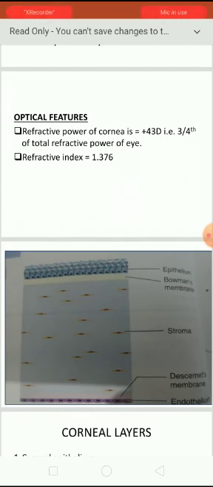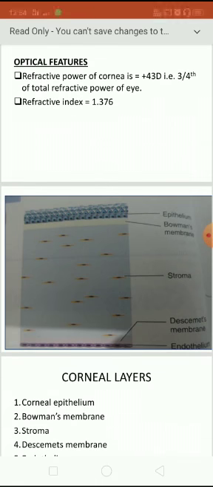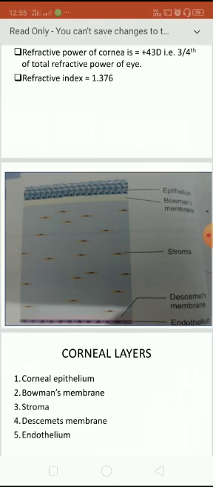Now we'll see the layers of the cornea. As we can see in this picture, there are 5 layers of the cornea: epithelium, Bowman's layer, stroma, Descemet's membrane and endothelium. There is one more layer that is called pre-Descemet's membrane or Dua's layer.